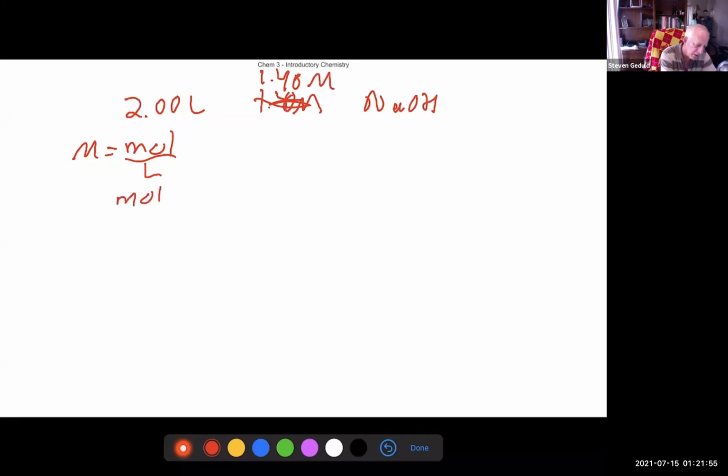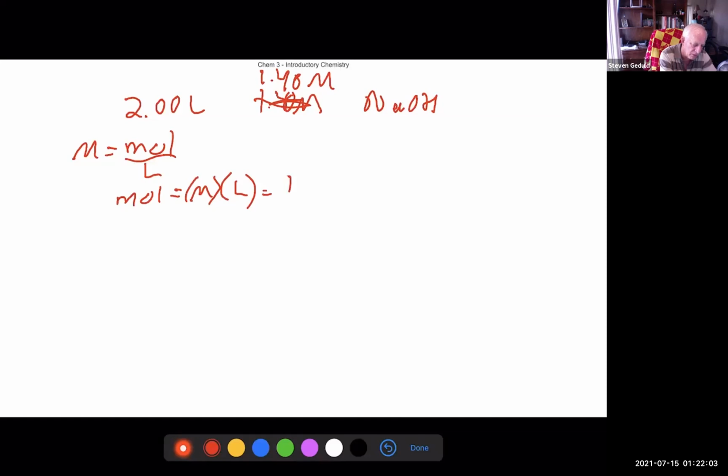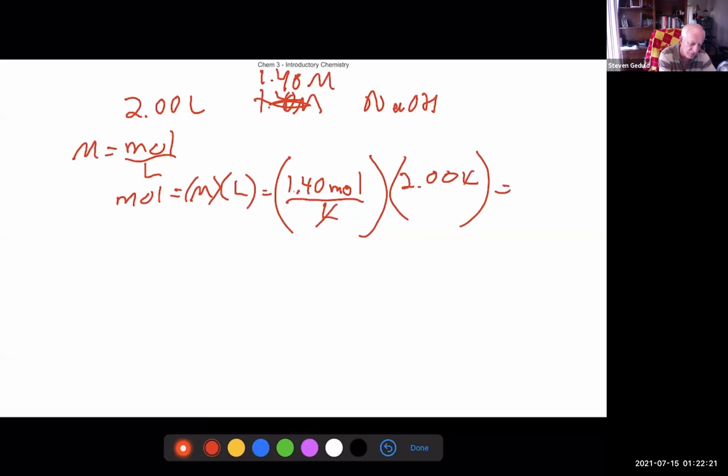So our moles are equal to molarity times our volume, times our liters. The molarity we said was 1.40 moles per liter, that's molarity. And the amount of volume we have of the solution is 2 liters. We want to make 2 liters of it for our experiment. Liters cancel, left with moles. 1.4 times 2 comes out to 2.80 moles. So we need 2.80 moles of sodium hydroxide.